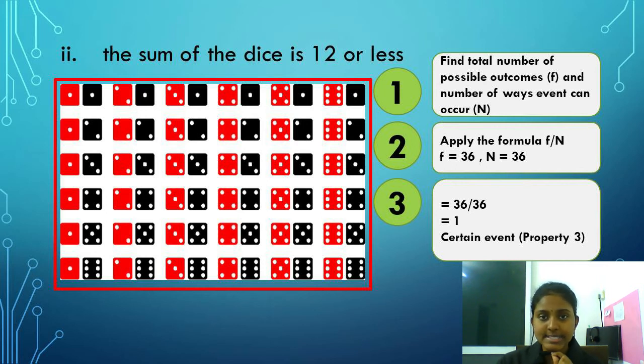So let's move to the steps. The first step, find the total number of possible outcomes, n, and the number of ways that the event can occur, f. The second step, apply the formula f over n. As we know, all the dice rolls are possible outcomes, so n equals 36. The third step, we calculate with f equal to 36 and n equal to 36. So 36 over 36 equals 1. This is a certain event, which is property 3.